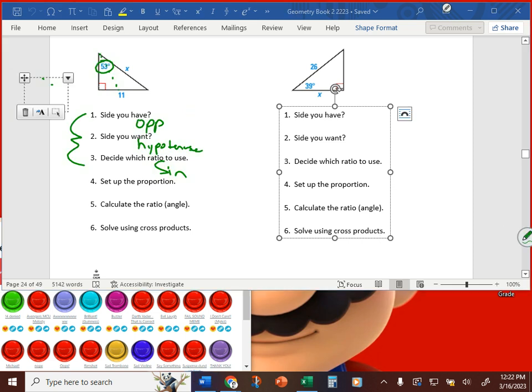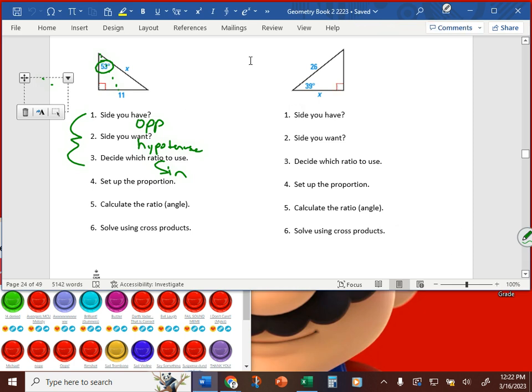Okay, how do we know it's sine? Damien, someone help him out. How do we know it's sine? Kylie. Because sine is the only one that has opposite over hypotenuse. Yes, sine is the only ratio that includes both opposite and hypotenuse. That's why this part, steps 1 and 2, is so important. Knowing the location of those sides based on the location of that angle is going to clue you in on what ratio to use.